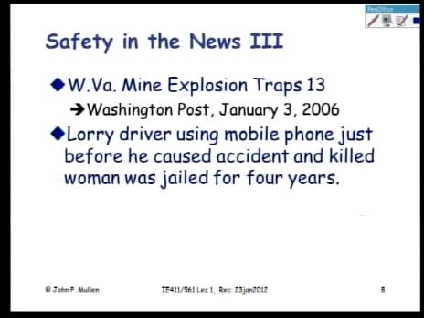Here's an interesting one. Lorry driver. Okay, so where are we? The guy's driving a lorry. Where are we? Or in England, or UK somewhere. Using a mobile phone just before he caused an accident and killed a woman, he was jailed for 4 years. So they have trouble with cell phones in the UK, looks like, as well as here. That was the BBC, August 7, 2006.